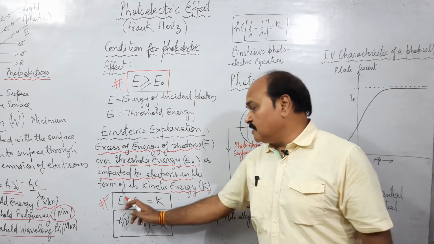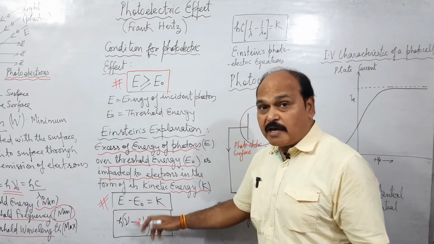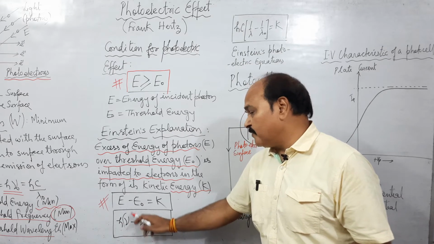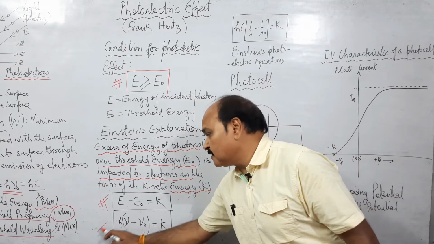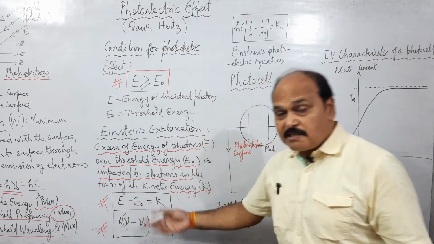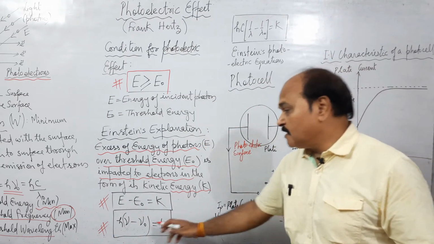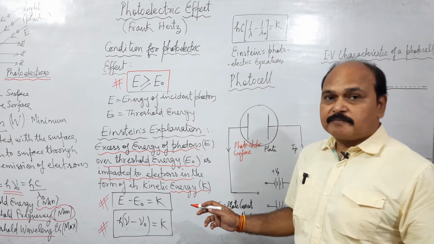And we all know that E is equal to h nu, and E naught is equal to h nu naught. If we take h common, we get h times nu minus nu naught is equal to K. K is kinetic energy. This is also Einstein's photoelectric equation, but in terms of frequency.